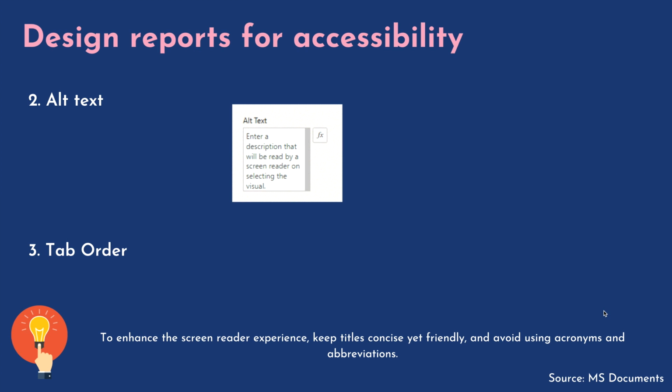Design reports for accessibility part 2. Here we can discuss alternative text. So what does that mean? Basically, whenever somebody clicks on any visualization, if you want some information to appear, that can be your conditional text, or you can simply write the text over there. As you can see on your screen in this snapshot, enter a description that will be read by the screen reader on selecting the visuals. Whenever your end user reads that particular visualization and you want some information to appear there, other than the tooltip, they can read it there.